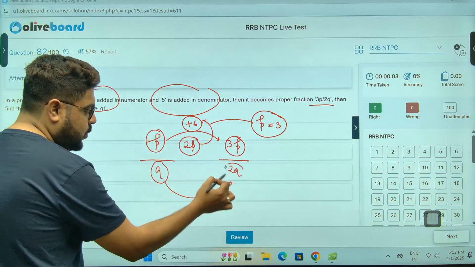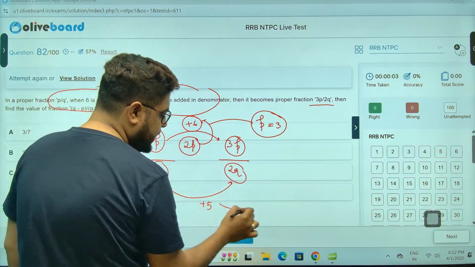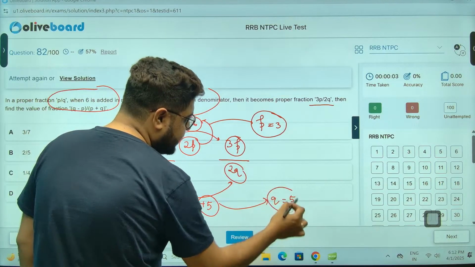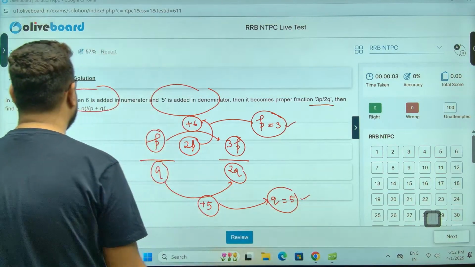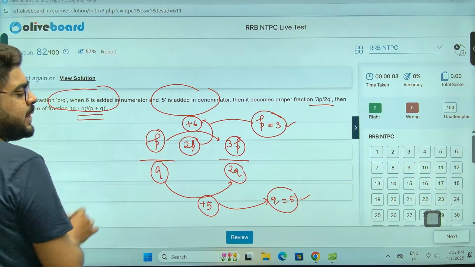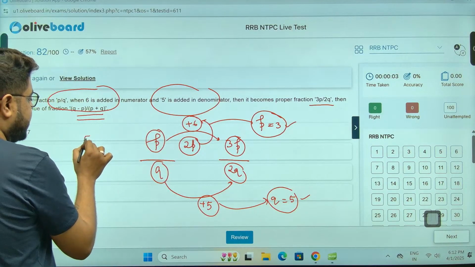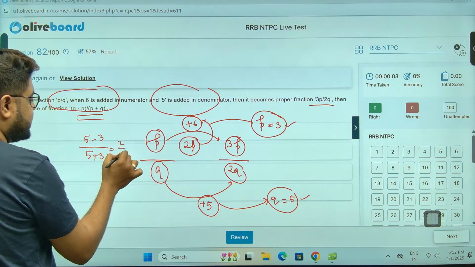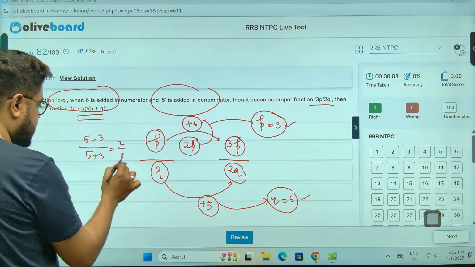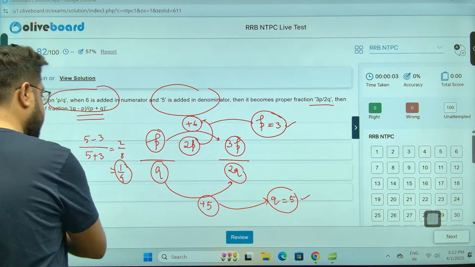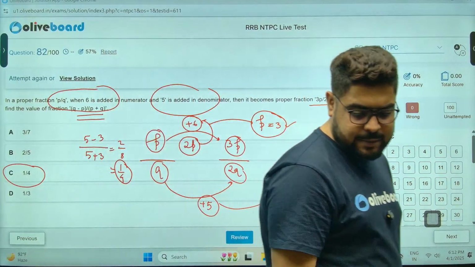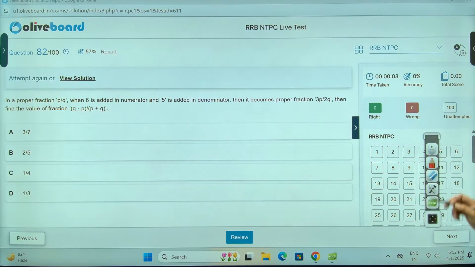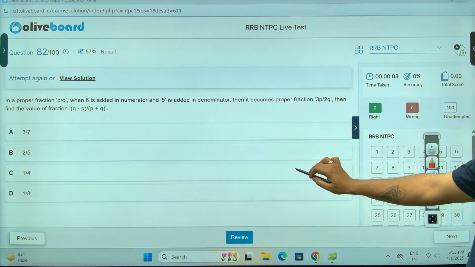Q became 2Q, meaning an addition of Q. That means when we added 5, the Q value is 5. P is 3, Q is 5. Now Q minus P by P plus Q: 5 minus 3 by 5 plus 3, that is 2 by 8, which is 1 by 4. Do you see it in the options? 1 by 4, option C. Option C is most definitely your correct answer. 1 by 4 came, right? Yes.